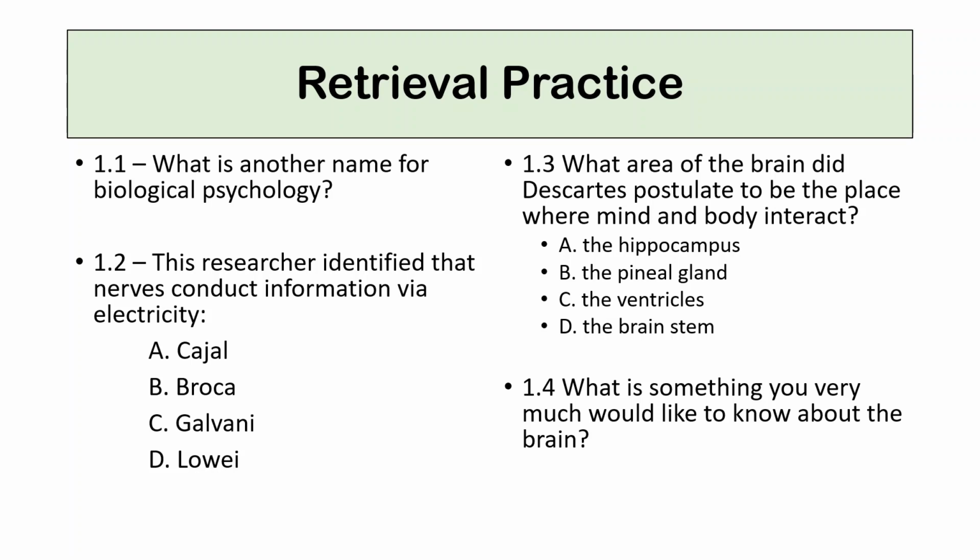And then fourth, what is something that you would very much like to know about the brain? Here, I just want you to think about something that you're really interested in or you really want to know. Put that as your answer. I'll read through these and try to incorporate some of what you want to know into this class to make sure that you're getting the most out of this class.